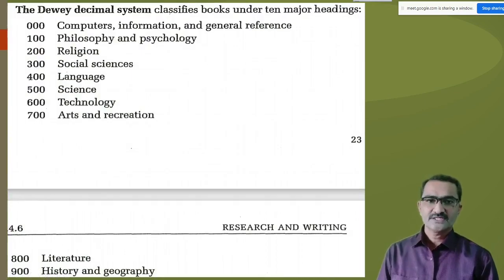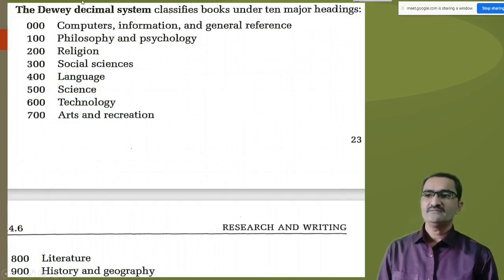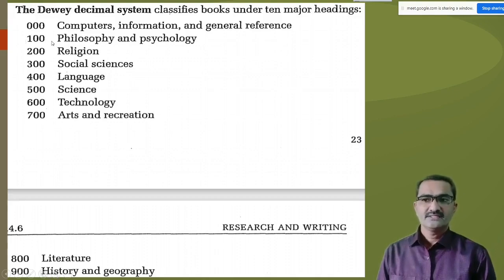This is another system which is followed by majority of libraries. Okay. The Dewey Decimal System, which classifies books under 10 major headings. Okay, and 10 major headings are like this, that 000 to 099, computers, information and general references will be covered under this section. Next section, 100 to 199, philosophy and psychology will be covered.